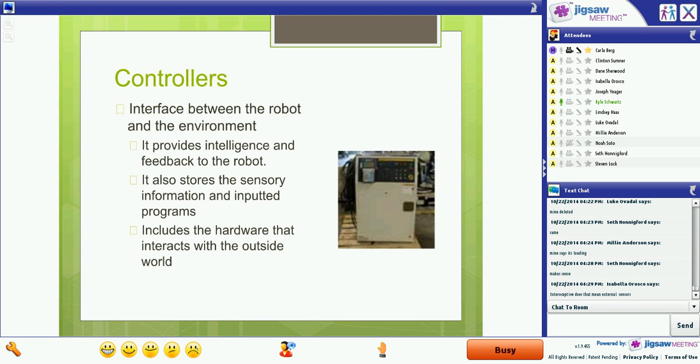Controllers. Interface between the robot and environment. It provides intelligence and feedback to the robot. It also stores the sensory information and inputted programs. It includes the hardware that interacts with the outside world.